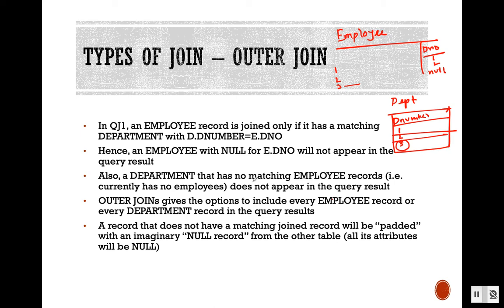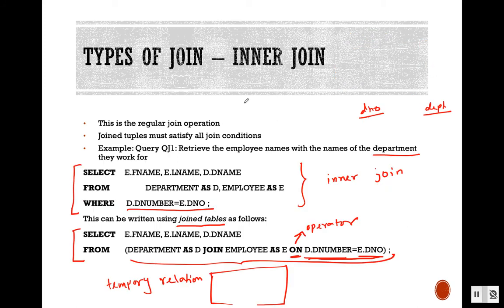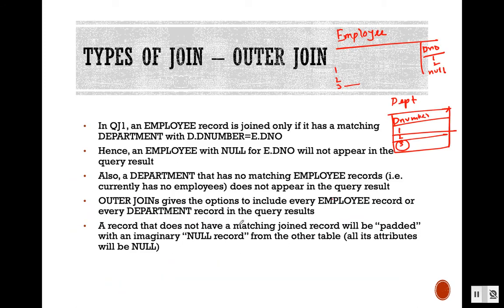So if we had an employee with null for DNO, that will not appear in this query result. And if we have a department that doesn't have any matching employee record, meaning the department is still new and doesn't have any employee yet, that will also not be in the query result that we have seen in this query.